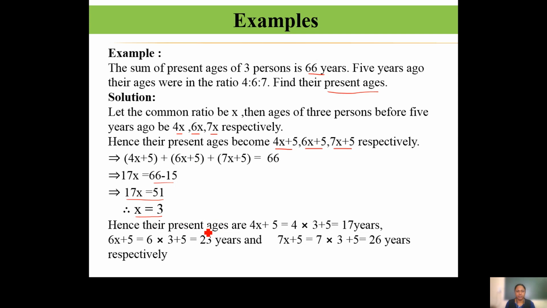Okay, so their present ages, which are 4x plus 5, 6x plus 5 and 7x plus 5, we can get by substituting the value of x as 3. So 4x plus 5 is 4 into 3 plus 5, which is 17 years. Next, 6x plus 5, so 6 into 3 plus 5, which is 23 years. And last, 7x plus 5, which is 7 into 3 plus 5, so it is 26 years. So we have got the ages of these persons as 17 years, 23 years and 26 years respectively.